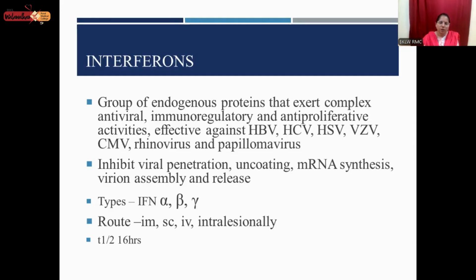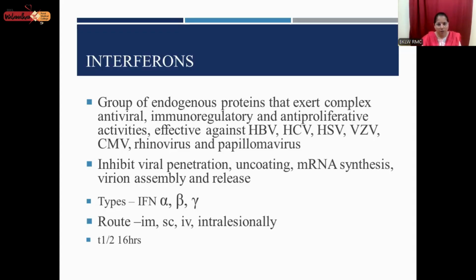They have many actions that inhibit viral proliferation, and also many roles in immune regulation. They cover hepatitis B and C infections, preventing infections and inhibiting proliferation. They also cover herpes simplex, zoster, cytomegalovirus, papillomavirus, and rhinovirus. They inhibit many steps, almost all except protein synthesis, which is not inhibited by interferons. There are different types: alpha, beta, and gamma interferons.